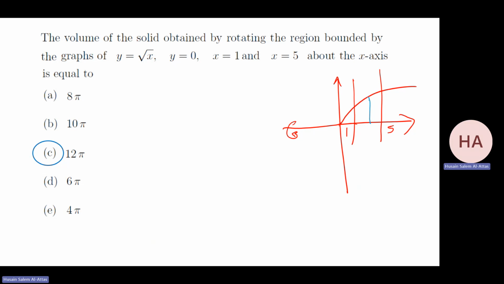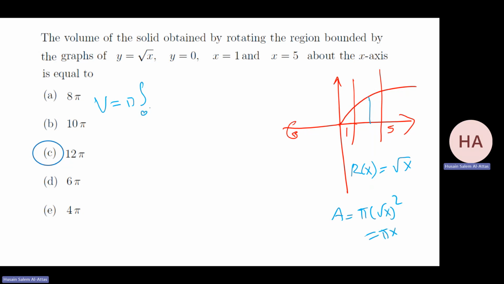So I have r of x. I have only r of x, square root of x. That's it. It's a disk method. And from where to where? From 1 to 5. So the volume will be pi, and what is the area? Pi r squared, which is pi times square root of x squared, which is pi x.